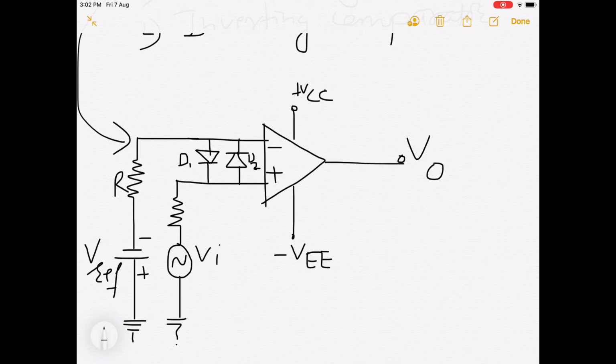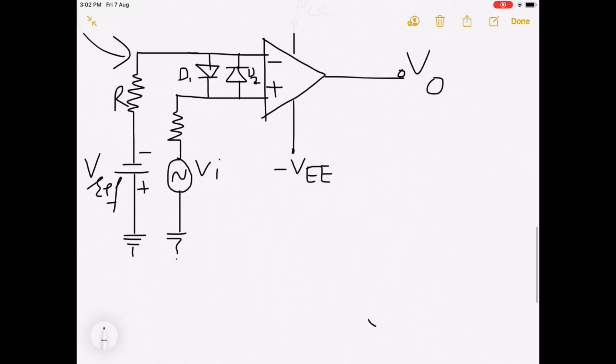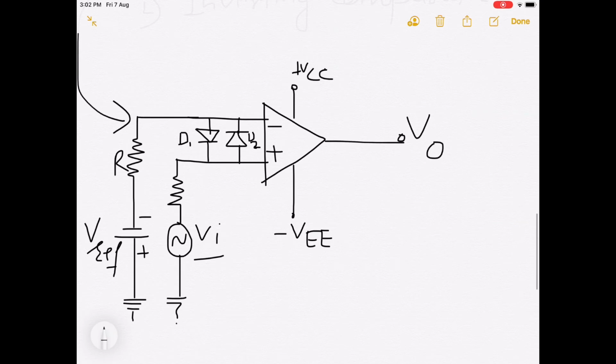Okay. So, if you want to see its waveform, what happened actually at the output, that we will see now. Here Vi is applied, which is a variable sine wave. V reference is the fixed DC voltage, and the comparison takes place. Diodes D1 and D2 are connected to protect the op-amp from excessive input voltage of V reference.